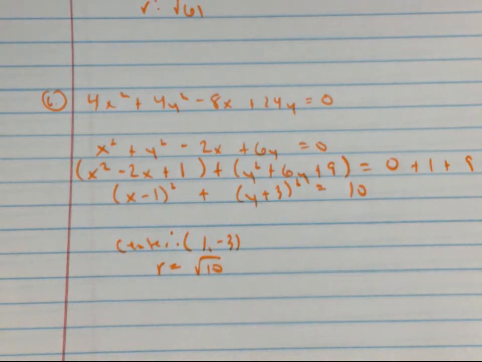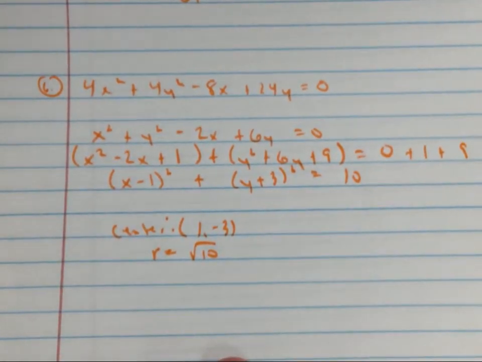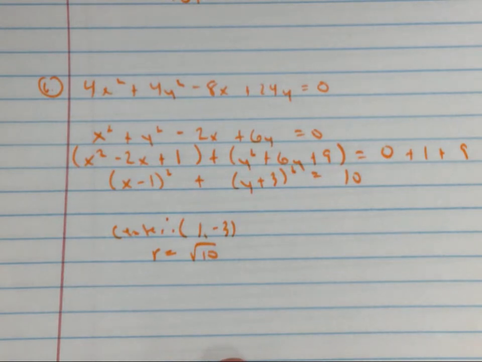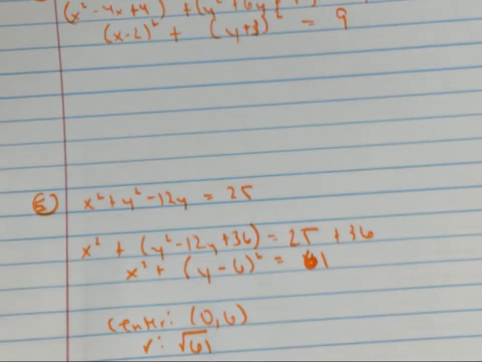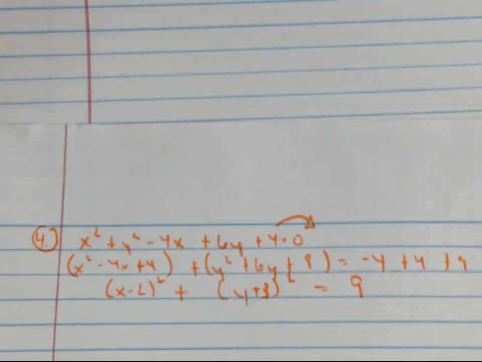Are there any questions on that first part of the homework? So do you know how to find the center and radius of a circle given an equation? I need a hand signal. Do you know how to handle completing the square? Completing the square, you have to get your x's together and your y's together and go from there.